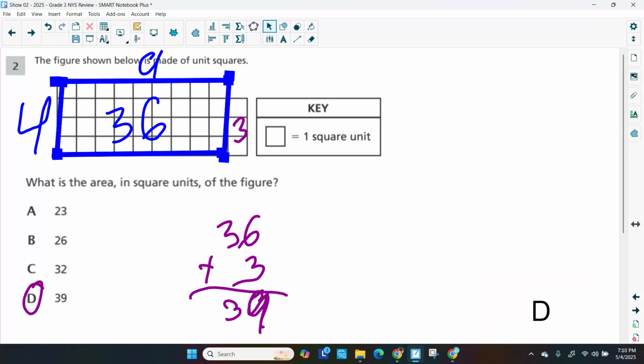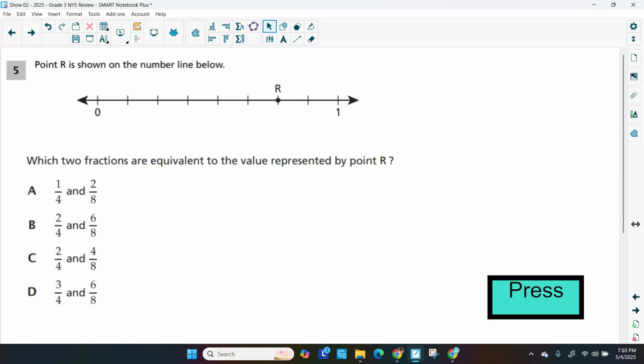Good. Let's move on. Point R is shown on the number line below. What two fractions are equivalent to the value represented by point R?